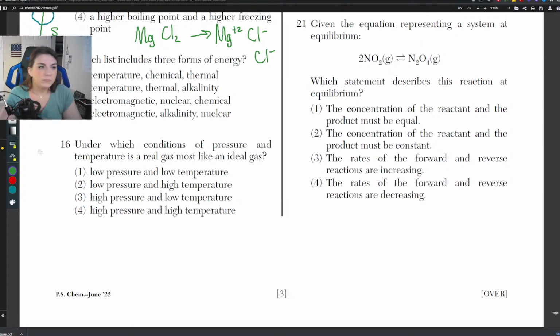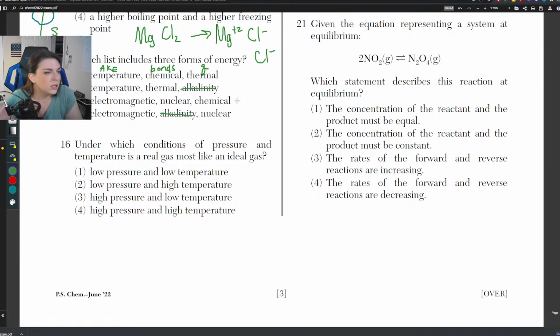And there we have it. Obviously not alkalinity, so we could rule out those. This one is average kinetic energy. Chemical is stored in bonds, and then thermal is Q. So that's how I would have figured that one out.